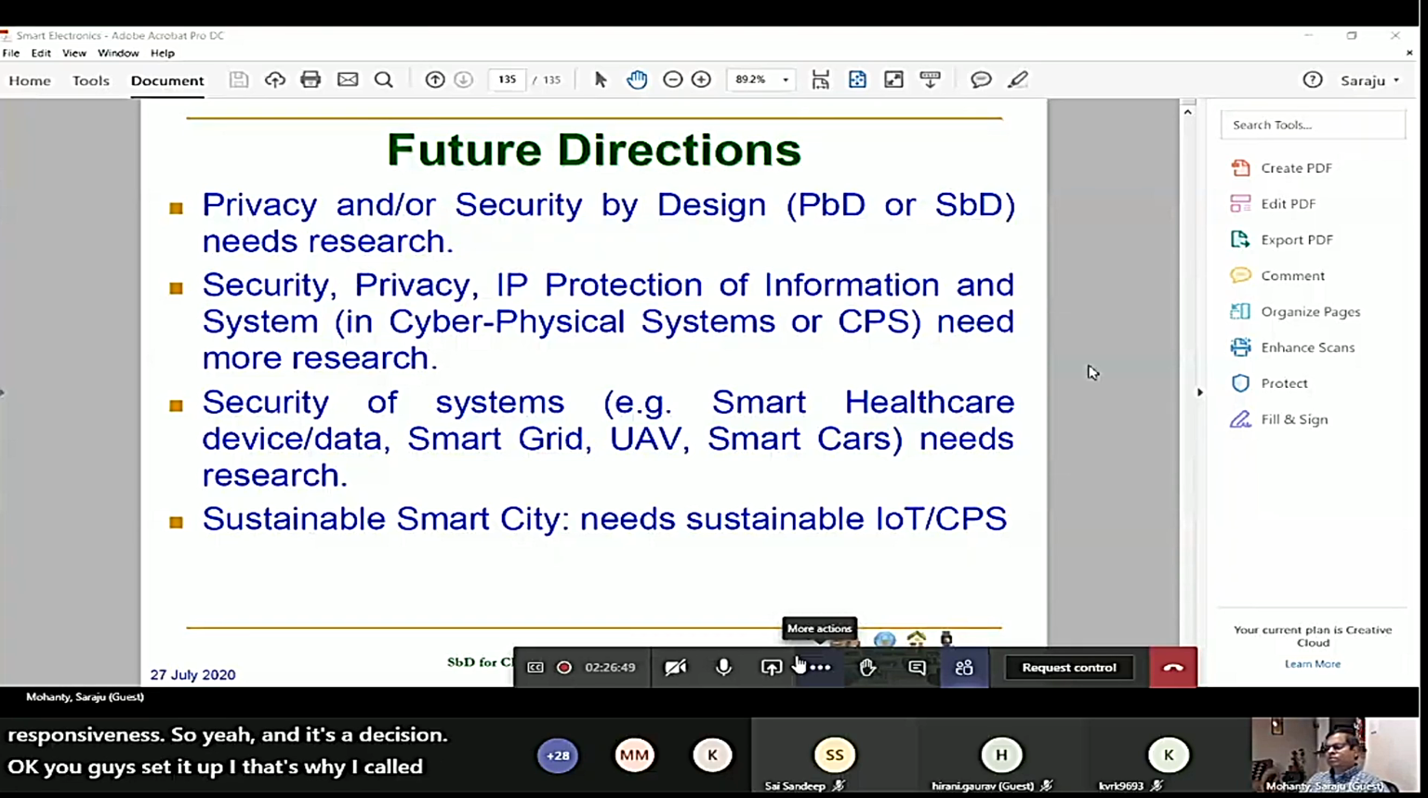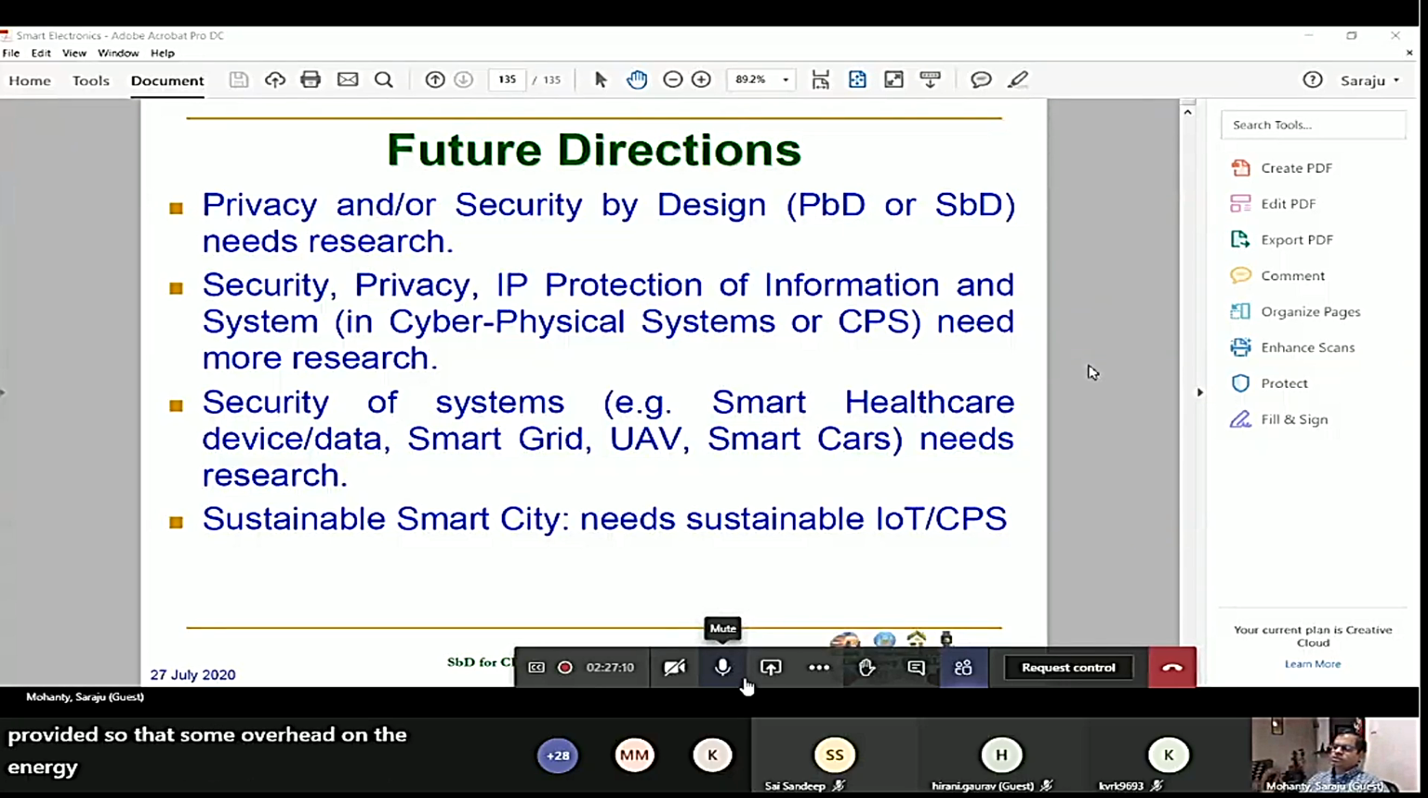We have to have those, not just security by design in the traditional way, the way it was originally invented. That is not a zero-sum game, where you win on everything. That is an engineering impossibility, so we have to have a trade-off. Some security provided, so some overhead on the energy, and then some intelligence provided, so some overhead. That's the trade-off, but it's a difficult problem, definitely.